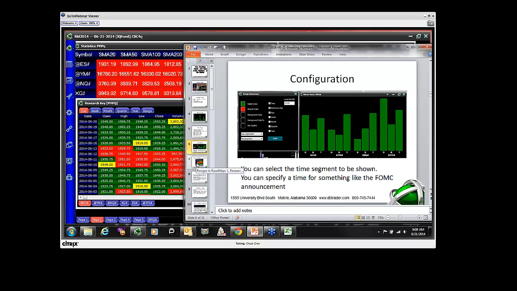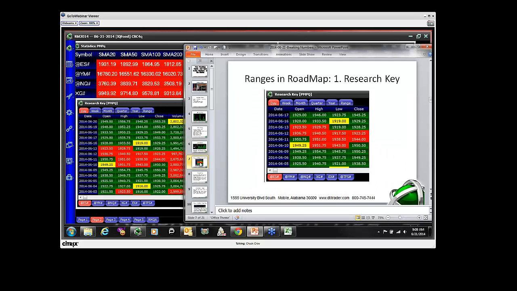All right, now let's move down, and ranges in roadmap, research key, but also on the research key, you can check out where the opening prices are. And this was taken again back on Wednesday. We can look at the 17th, open at 1929. Actually, this was taken on Tuesday, so 1929, 1928 Monday's open, and push the market forward. Look at high, low, where are we moving?